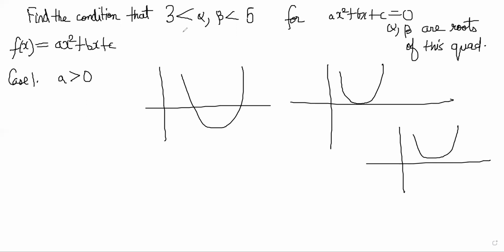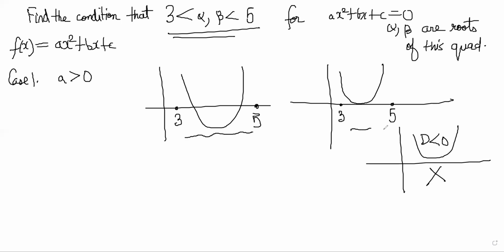Now, if the condition is that both the roots are between 3 and 5, so you have 3 here and 5 here, you can also have this situation here, 3 and 5. But you cannot have this situation because discriminant less than 0 will imply there are no two roots. So in this case, he has said that there are two roots. So you have to have either this situation or this situation.